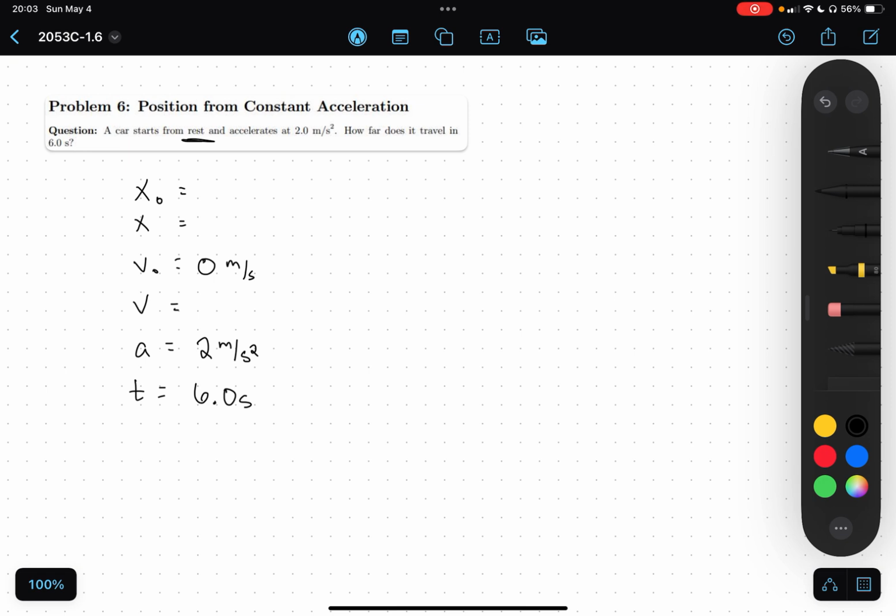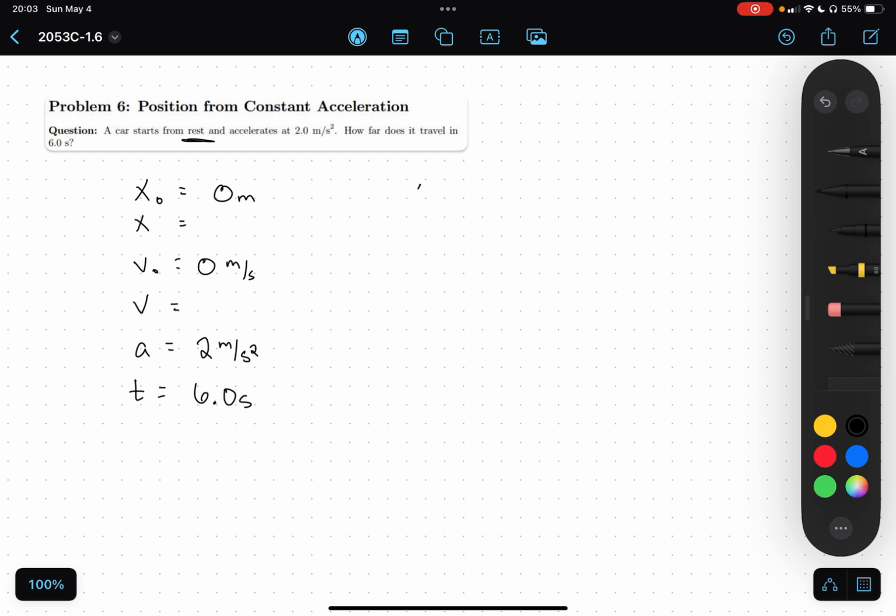There are other values that we sometimes can infer from the problem, meaning that they're not directly given, but we can assume some things. There's only one in this case, and the one thing we can assume is that the initial position is 0. But that allows us to solve this problem.